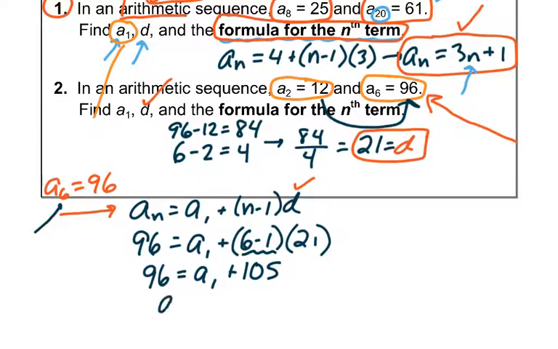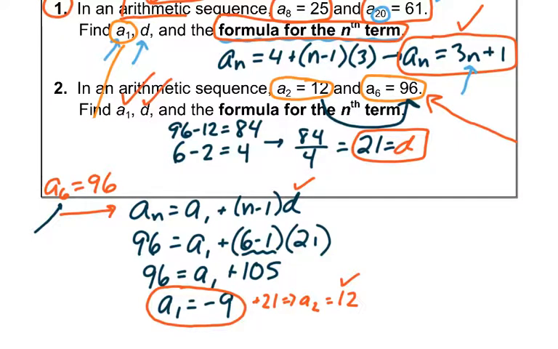That means a sub 1, if we subtract, you actually get a negative number. I believe it's negative 9. All right, that's my first term. And that makes sense because if I'm adding 21 each time, if I add 21 to that, my a sub 2 would actually be 12, which is what I was given. Good. All right, a sub 1, check.